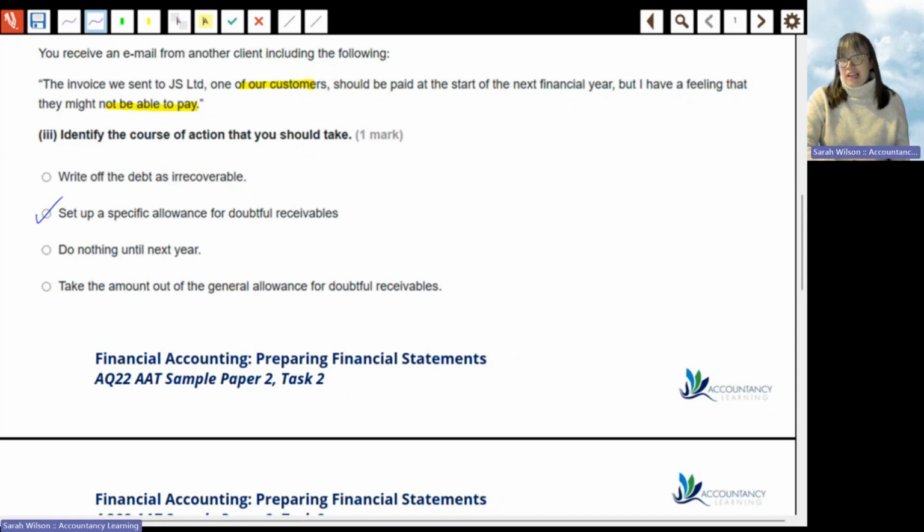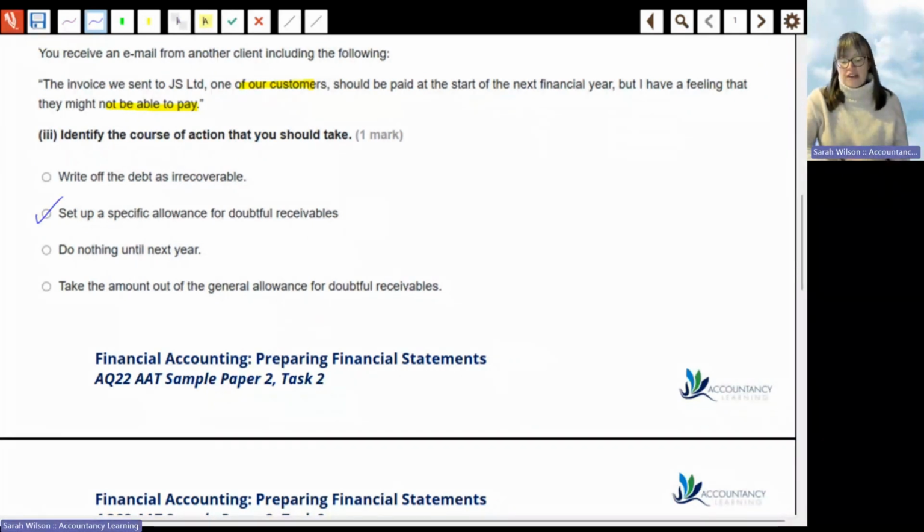So yes, that is what we're going to need to do. We need to put a provision into the account. So we need an allowance in the account, and this is for a specific customer. We're not talking about percentage of trade receivables. We're talking about a specific customer. So we're going to put in that allowance for doubtful receivables.